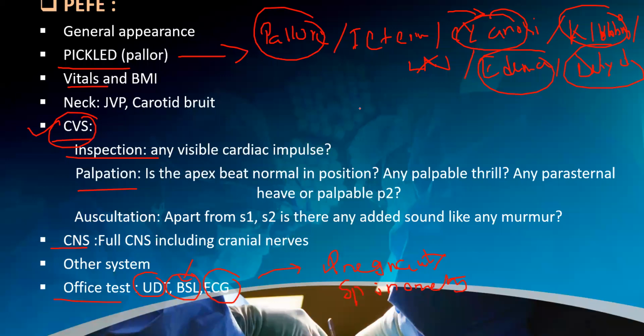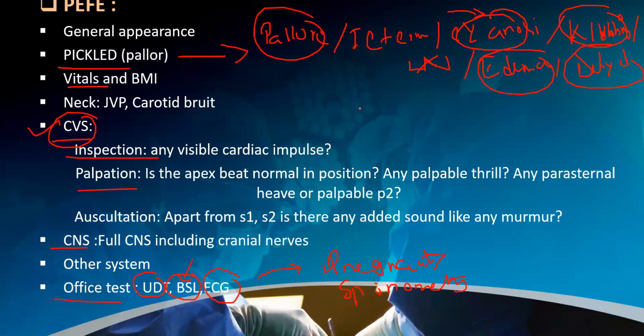Okay, now if any of the office test results are available, the examiner will give it to you. Otherwise, the examiner will say unavailable or not done. So that's how you are going to do the physical examination from the examiner in case of a face-to-face exam.